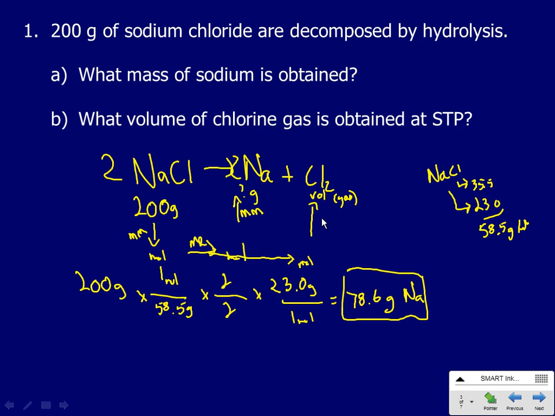Yep. 22.4 liters per 1 mole. Excellent. That's the molar volume, right? At STP, 22.4 liters per 1 mole. That's the molar volume if you were to write in just MV. So now we start again and run on through.